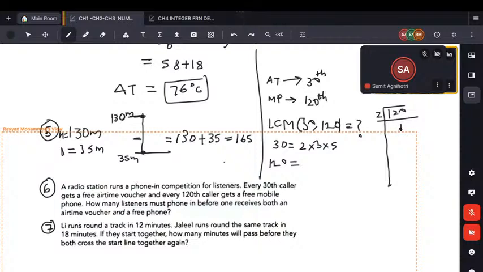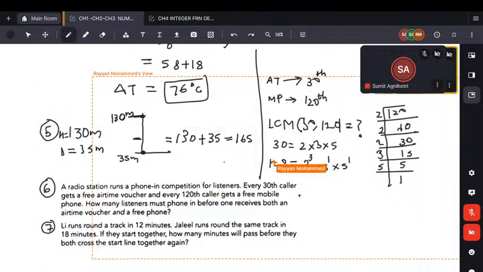2, here we got 60, and then 2, we got 30, then 2, we got 15, then 3, we got 5, then 5, we got 1. That means 2 is there with power 3, 3 is there with power 1, and 5 is there with power 1.